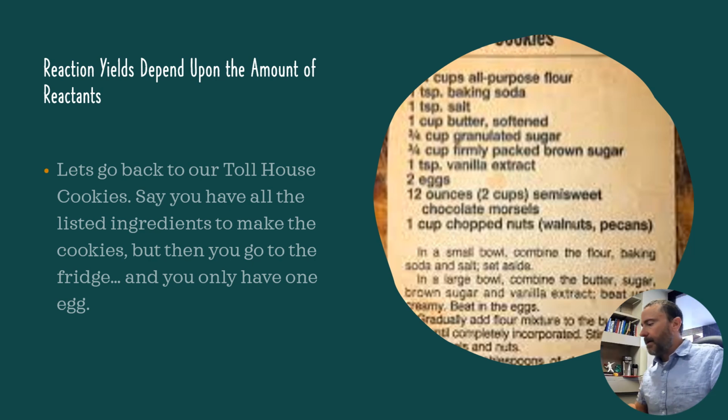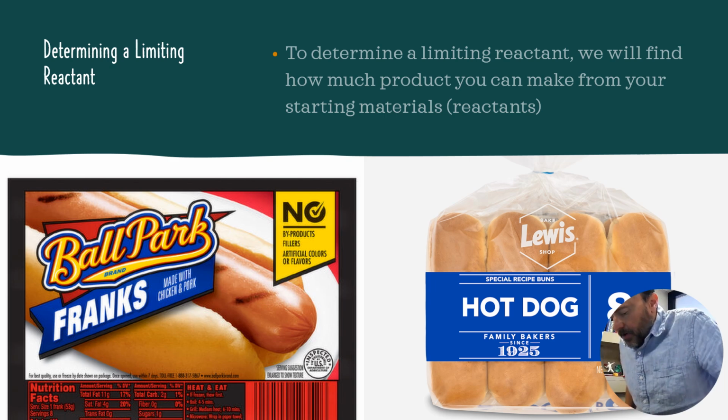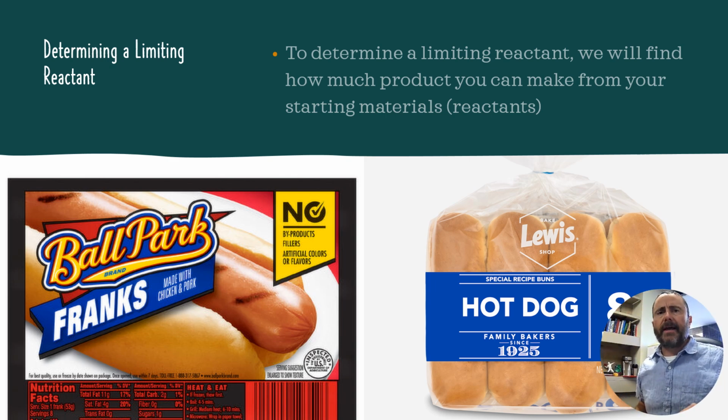Same thing happens with our chemical equations. Depending on how much of our reactants we have, that'll limit what our reaction could possibly be. So how are we going to determine our limiting reactant? Well, I'm going to make some hot dogs. Determining our limiting reactant: how many products can we have from our starting materials? The age-old question, right? Why, when you go to the grocery store, do you buy packs of hot dog buns where you get 8 buns, and the hot dogs come 10 to a package? That makes no sense.